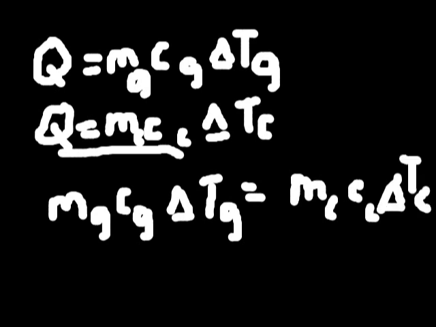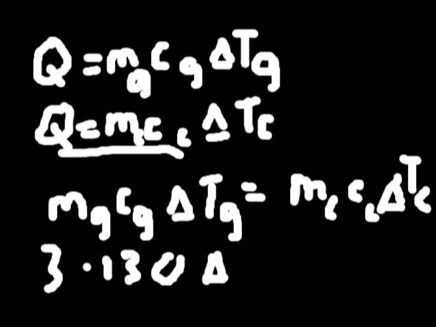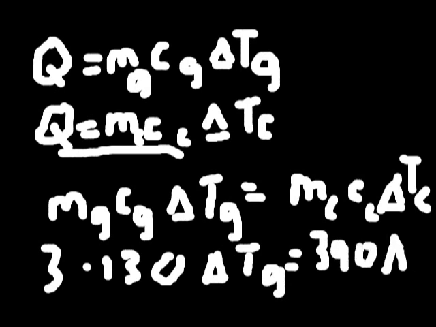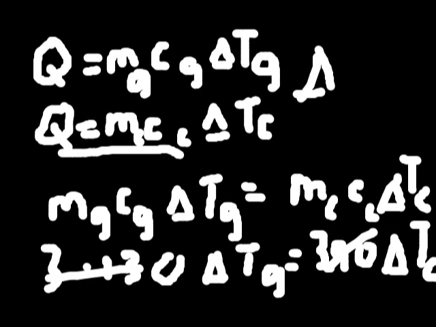And once we plug in all our known variables, well, we already know most of them. The specific heat of gold is 130 times 3 times change in Tg is equal to 390 times change in Tc. Well, now we can cancel out the 390 on both sides, and we get delta Tg is equal to delta Tc.